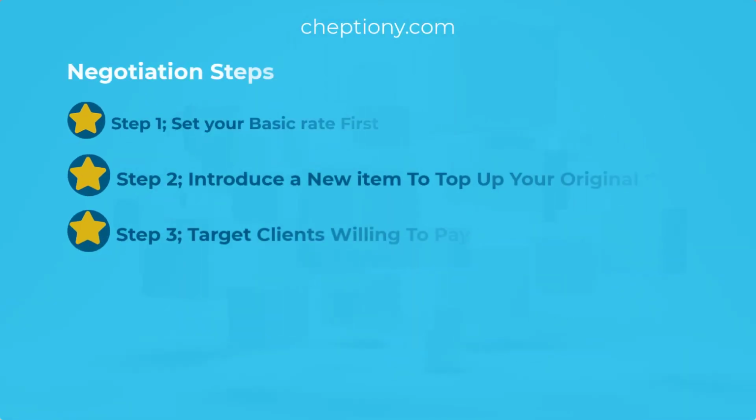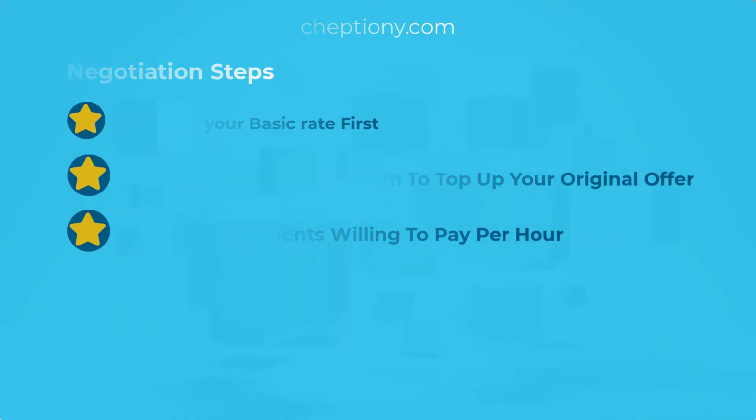Step number 3, target clients willing to pay per hour. Practically, you will make more money when you get paid on an hourly basis than when you are paid on a fixed price. This is because you will be paid for the time spent working on a given project. For example, if a client wants a 1-minute video edited, they'll pay you $20 fixed. If they pay you on an hourly rate, then you can negotiate.